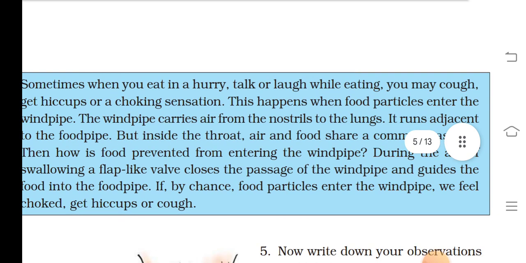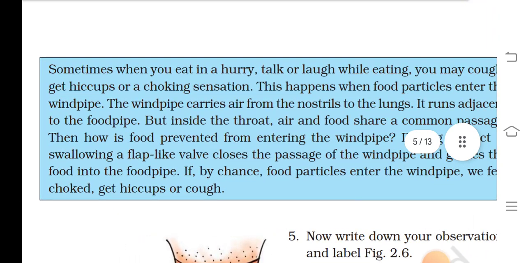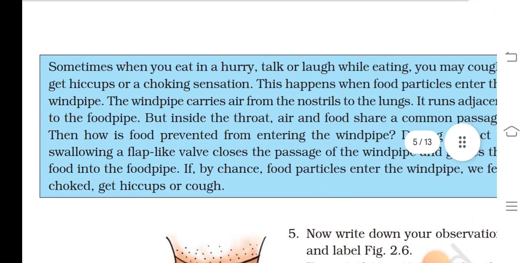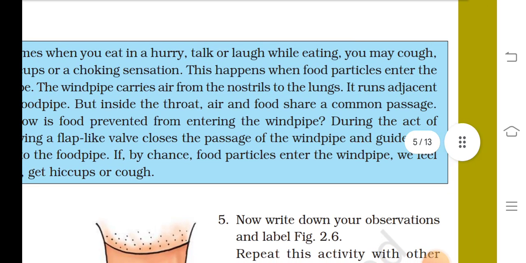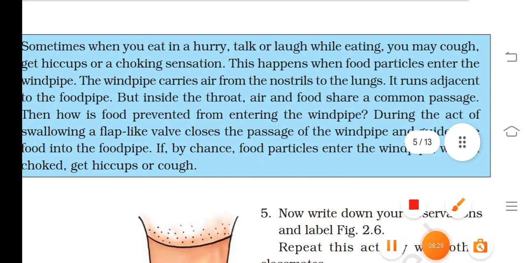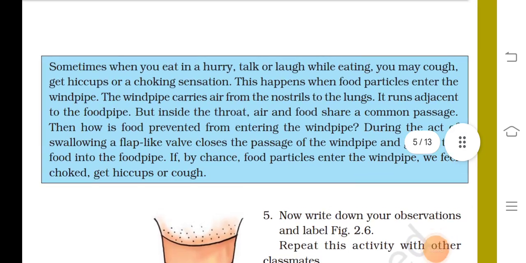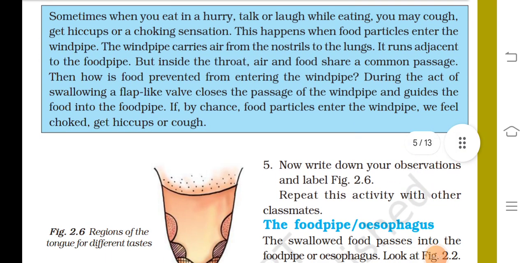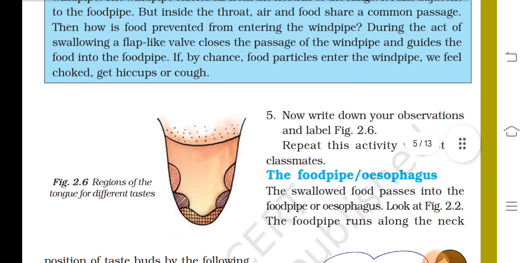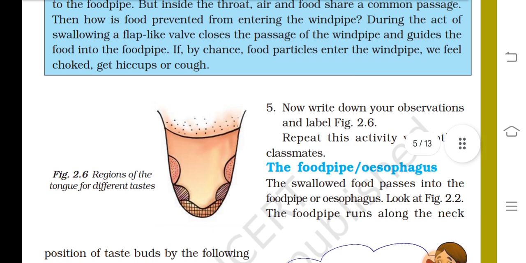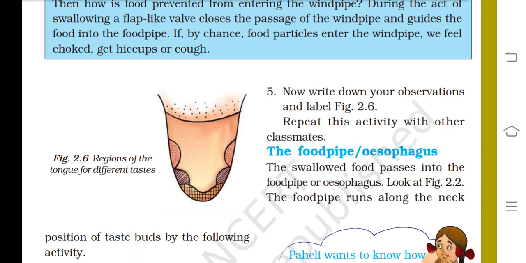Sometimes, when you eat in a hurry, talk or laugh while eating, you may cough, get hiccups and a choking sensation. This happens when food particles enter the windpipe. Inside the throat, air and food share a common passage. Then, how is the food prevented from entering the windpipe during the act of swallowing? A flap-like valve closes the opening of the windpipe and guides food into the food pipe. When food particles enter the windpipe, we feel choking, hiccups and cough.